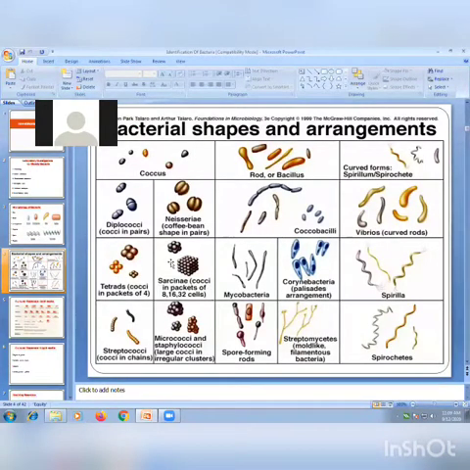Now these are bacterial shape and arrangement. In the picture you observe coccus, rod or bacilli, curved forms, then spirochetes, spirilla. Then actinomycetes, and Corynebacteria, and different arrangements that we generally observe: diplococci, then tetrads, then Sarcina.